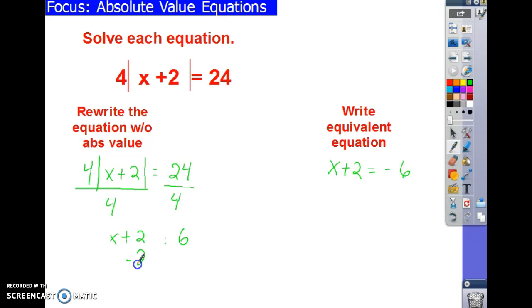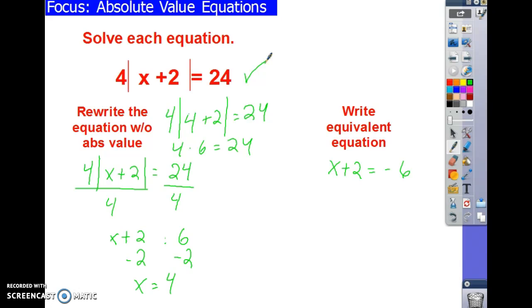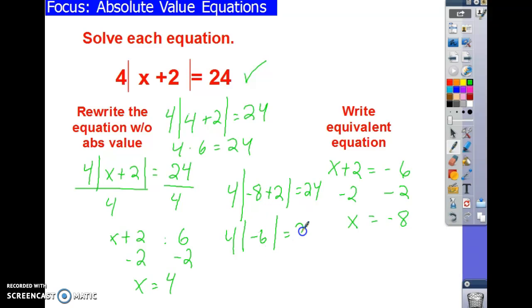Okay, so subtract 2, x equals 4. Plug it back in. 4 times the absolute value of 4 plus 2 is 24. 4 times 6 is 24. That's a check. Over here, subtract 2, x equals negative 8. Let's plug it back in. 4 times the absolute value of negative 8 plus 2 is 24. 4 times the absolute value of negative 6 is 6, and that's also 24, which is a check.